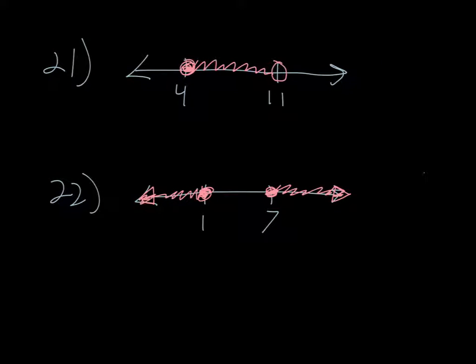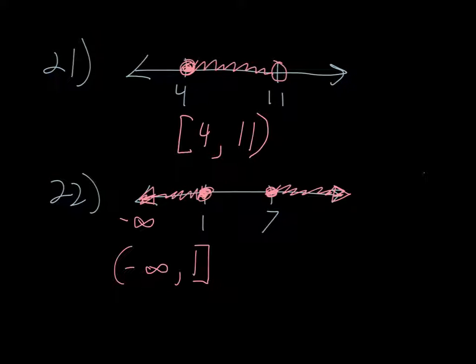Alright, so number 21, we have a closed circle on the 4, so that's going to be a bracket. I'm going to drop the 4 in there, comma, I'm going to put an 11, and since this is an open circle, I use a parenthesis. Number 22, this left arrow is pointing to negative infinity, so remember we always use parentheses next to the infinities, comma, 1. Since the 1 has a closed circle, we're going to put a bracket there.